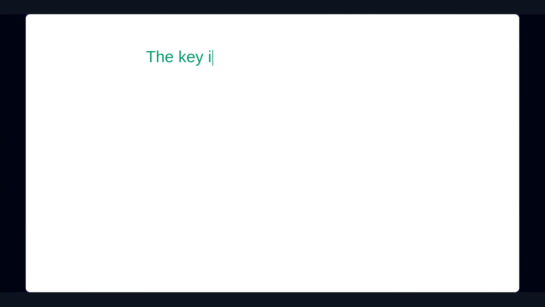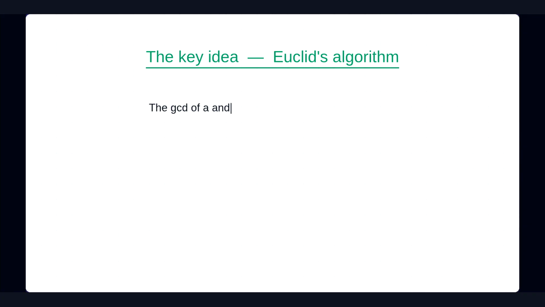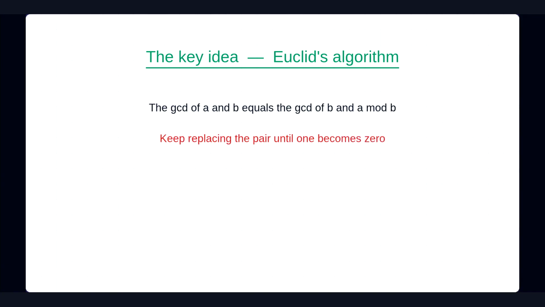Euclid noticed something lovely. The greatest common divisor of two numbers does not change if you replace the larger with its remainder when divided by the smaller. So we repeatedly turn the pair A and B into the pair B and the remainder of A divided by B. The numbers shrink quickly. When the second number finally reaches 0, the first number is the greatest common divisor. No factoring needed at all.